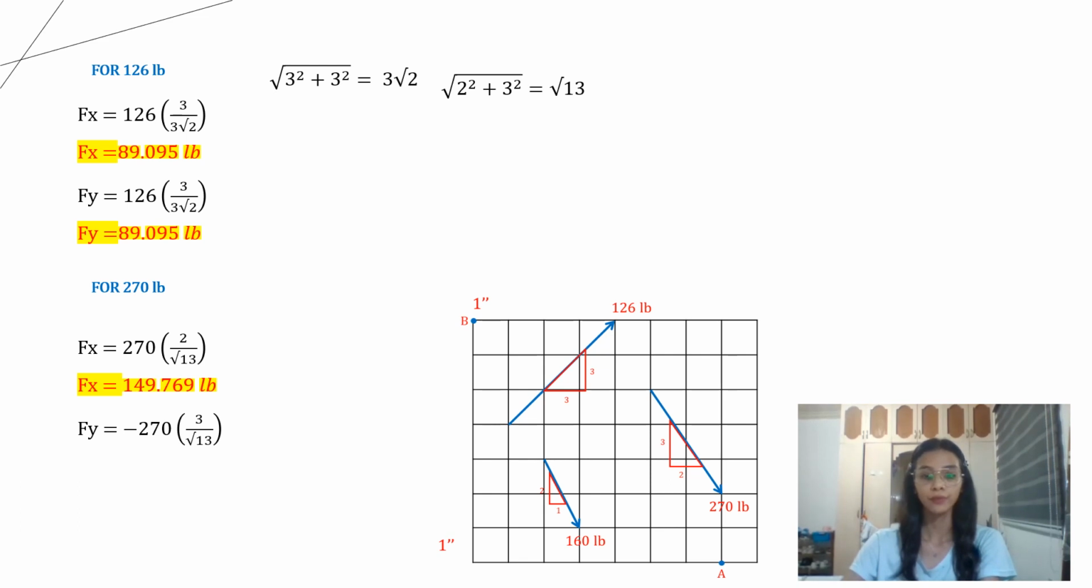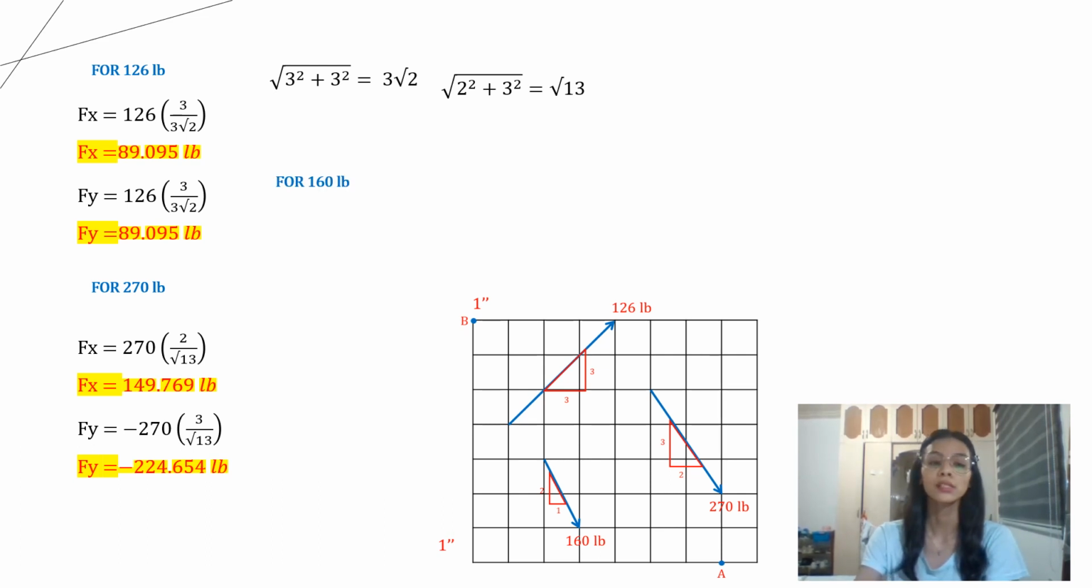For our Fy, we have negative 270 times 3 over the square root of 13, because the y is 3. It is negative since our Fy is downwards, or our y is downwards. So the answer is negative 224.654 pounds.